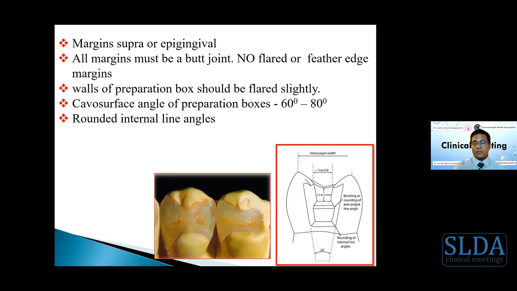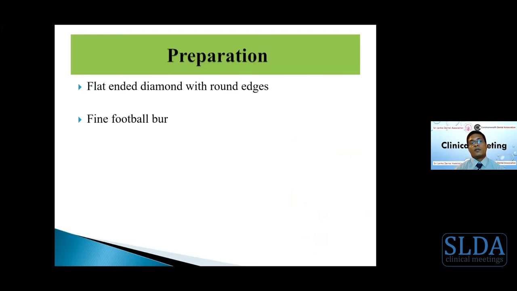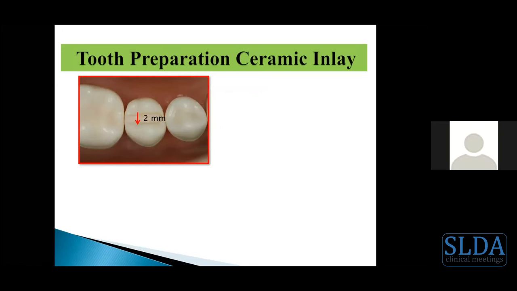And what are the burs that we should be using to prepare your inlay or onlay? You only need two burs to do this. A flat-ended diamond with round edges will do the majority of the work. It is a form of a cylinder bur actually. Here I have shown a red-banded one, but according to your dexterity, you can select either a red band or a blue band. Then line angles can be rounded off using a purple-banded fine football bur. And this is how you should do your preparation.